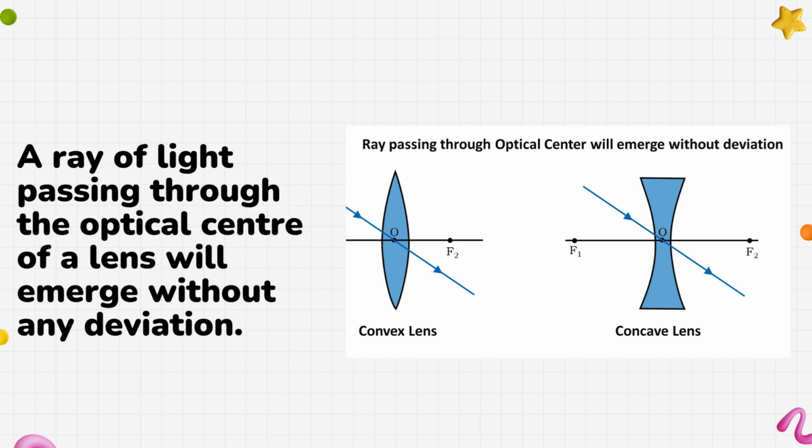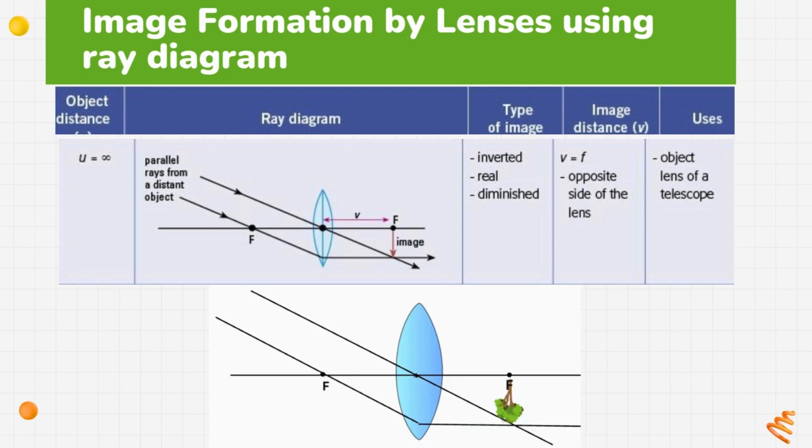When a ray of light passes through the optical center of a lens, either convex or concave, it will emerge without any deviation. Our next topic is image formation by lenses using ray diagram. When the object is at infinity, the image will be formed at the principal focus, and it will be inverted, real, and diminished. This type of lens is used in a telescope.